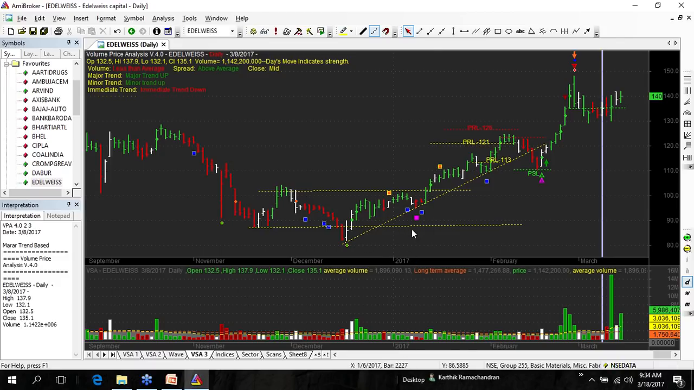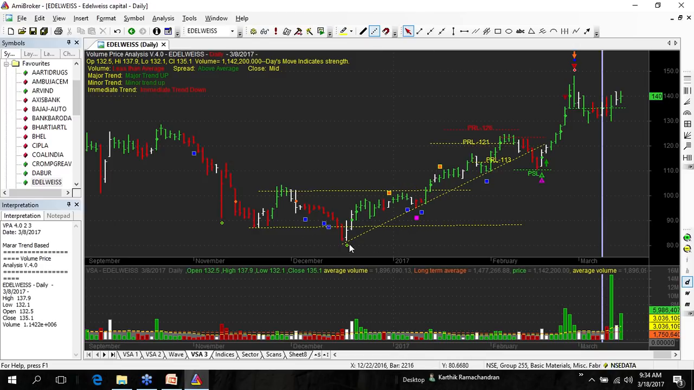A terminal shakeout happens in the accumulation area. It's actually supposed to be the last shakeout. There could be multiple shakeouts. The last shakeout before the stocks are being marked up, that is the terminal shakeout. And some people call it spring.